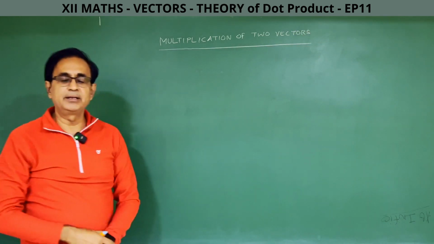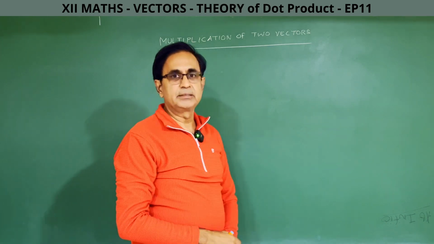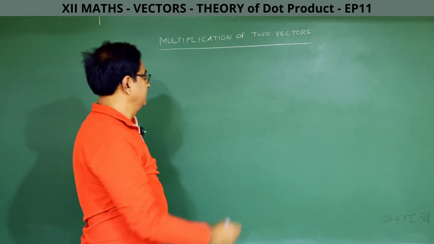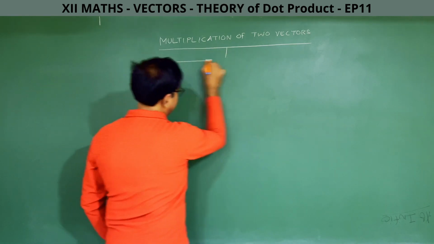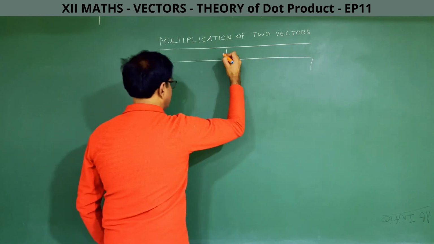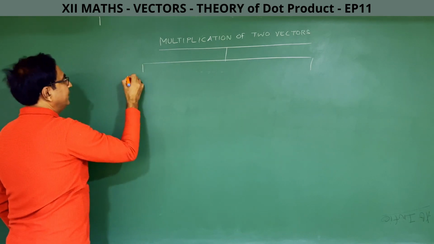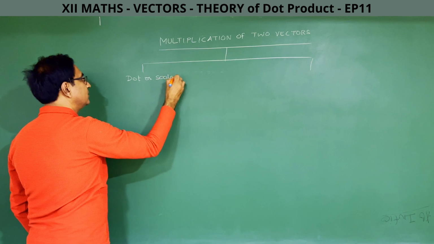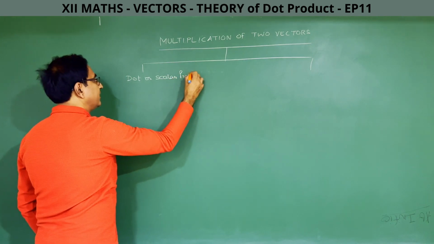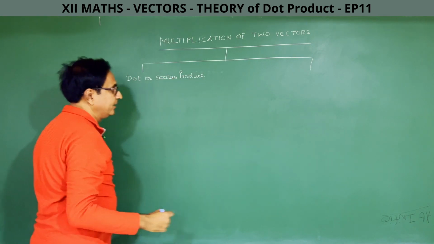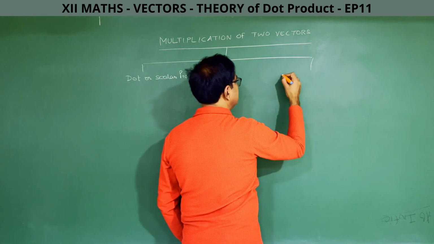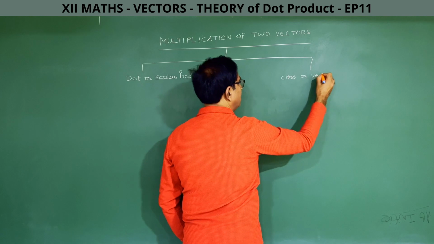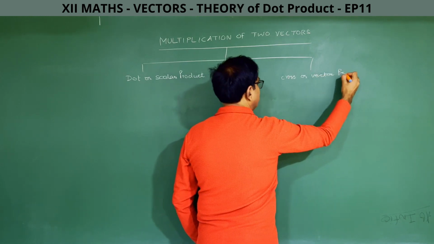So we are going to learn the first part in today's class, how to multiply two vectors when we want the answer as a scalar. So let's make a drop down menu. Here one part is called dot or scalar product, and the other kind of product is called cross or vector product.